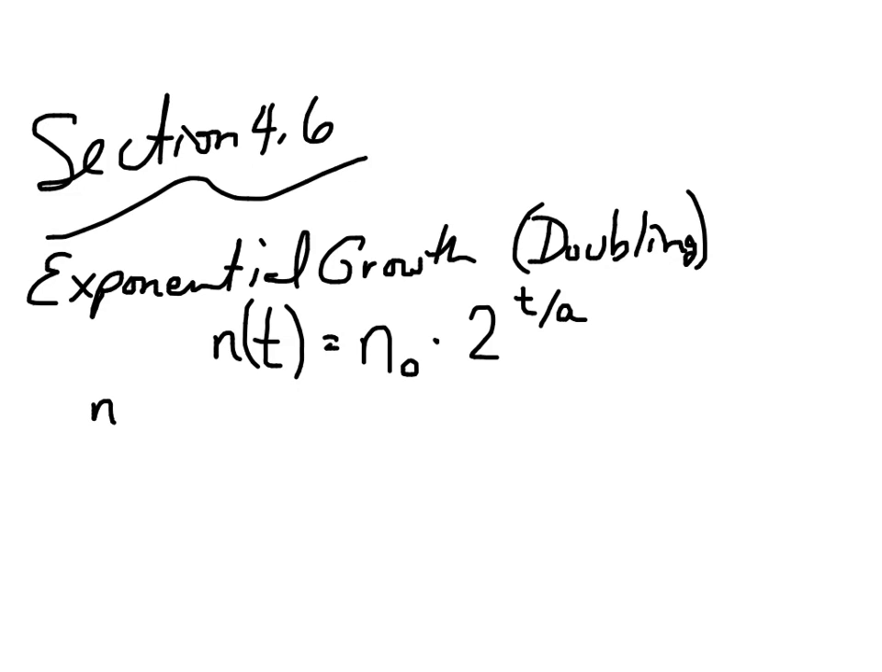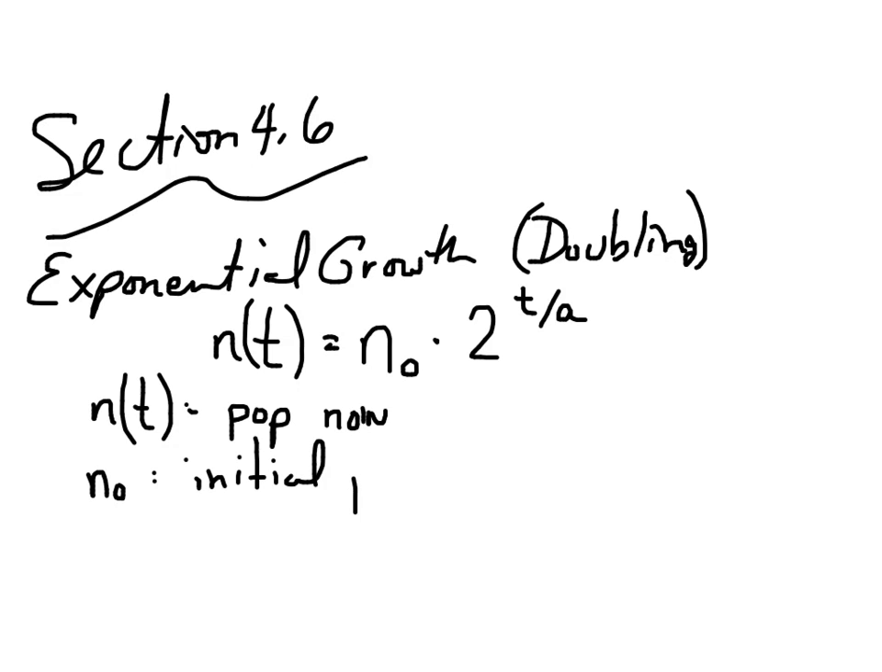N of t stands for the population now. N0 stands for the initial population. So if it says that you have 500,000 squirrels, but it started with 100,000 squirrels, the initial population would be 100,000. The population now would be 500,000.